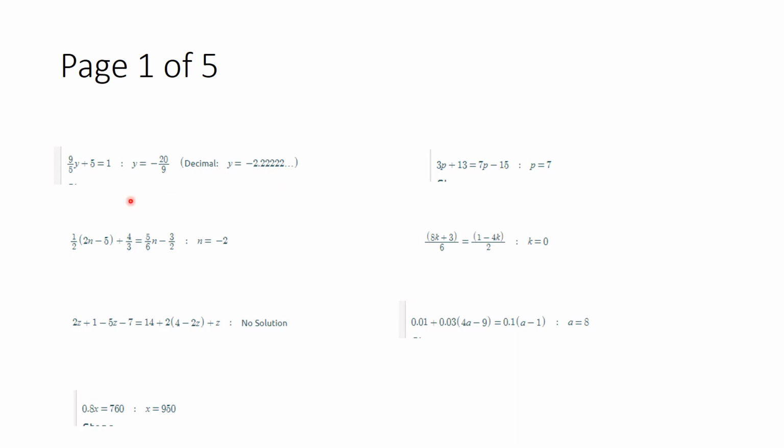Okay, let's go through the quiz. These are the pages and the problems situated where they were. So the answer to the problem that was sitting here was minus 20 over 9. This was 7. This is minus 2. This is 0. There was no solution here. And A was 8. And this word problem, the solution was $950.